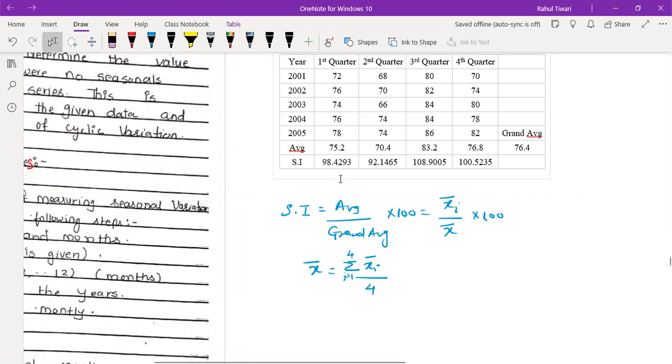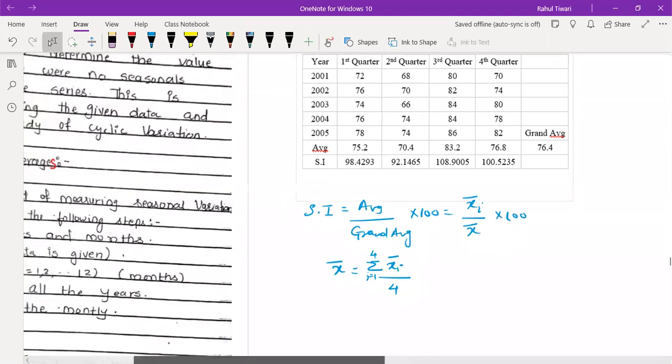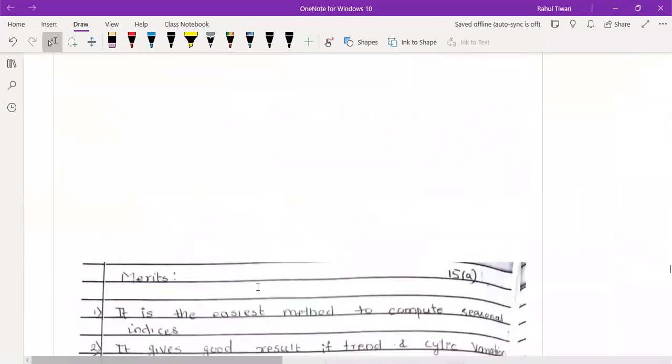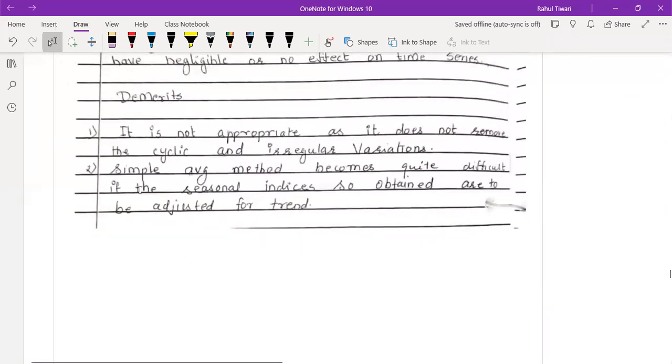If you just look at these values, that means that because this is expressed in terms of percentage, and if you look at that disadvantage which I was talking about, the simple average method becomes quite difficult if seasonal indices so often are to be adjusted for the trend.